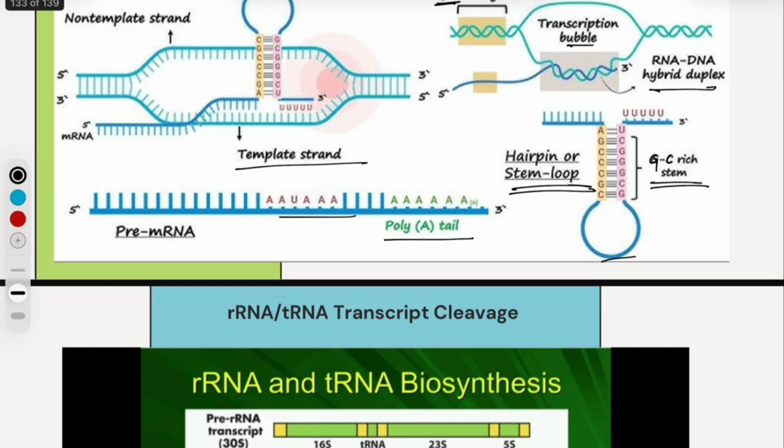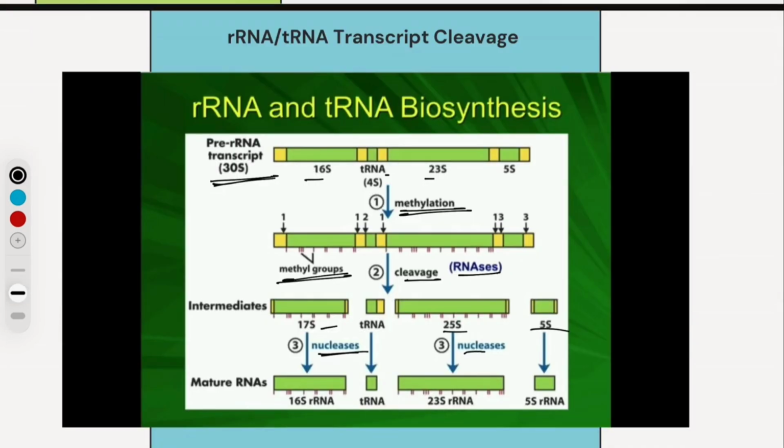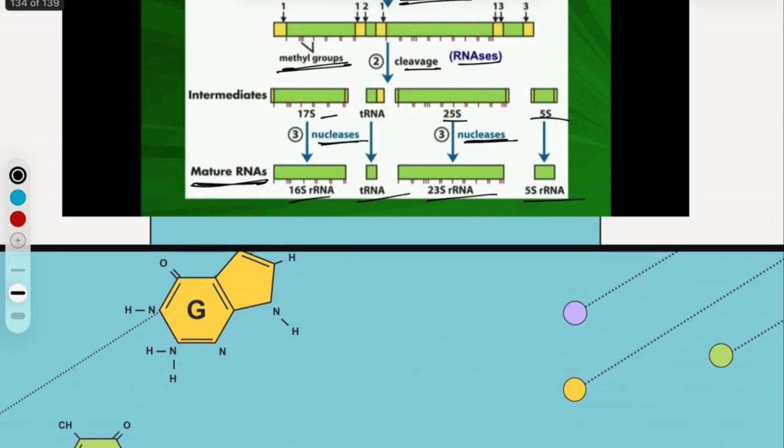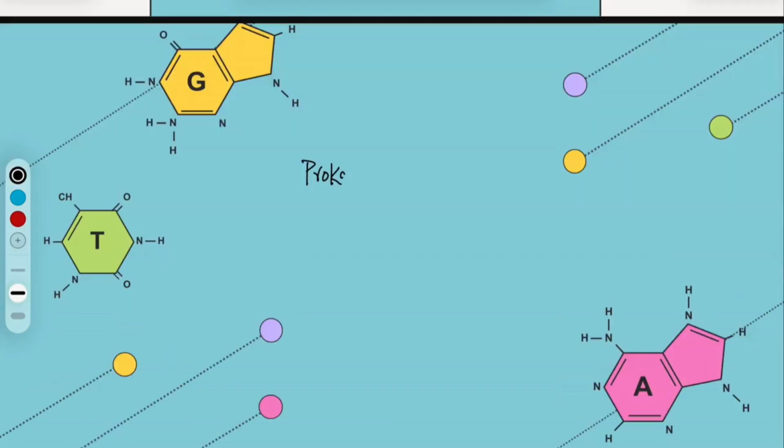Next we will see how, after processing, RNA and tRNA are made, their biosynthesis. So once a pre-RNA transcript is formed, there are different sizes. We know after density gradient how this is made. So different mature RNAs are made like this.